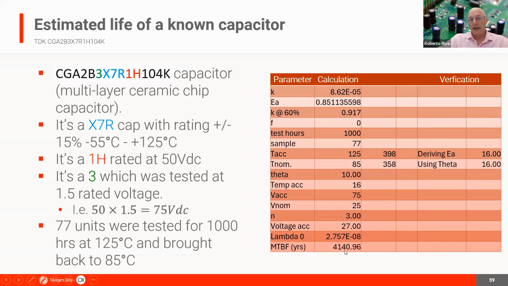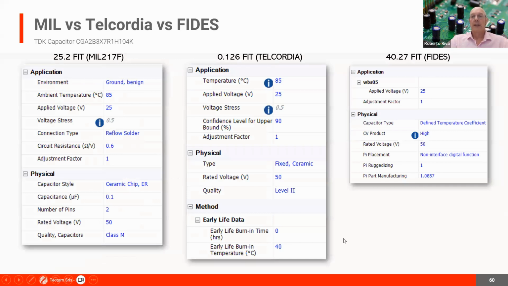We plugged it into our calculation sheet, and we got a failure rate of 27.57 FIT. So we got 27.57 derived from the calculation, and then we measured it against the predictions from the MIL, the Telcordia, and the FIDES. And to our surprise, the MIL was spot on, 25 against 27. Telcordia was much lower, and the FIDES was slightly higher.